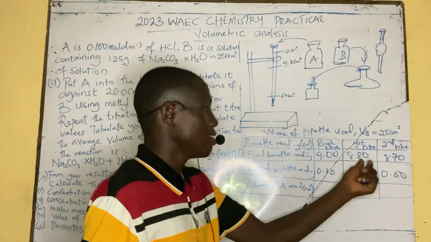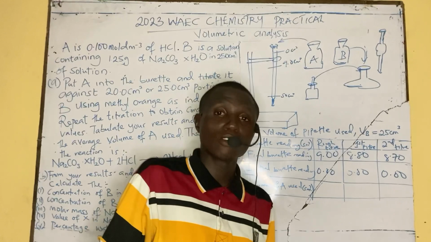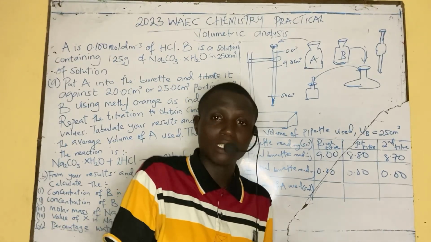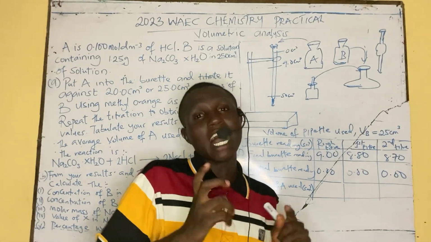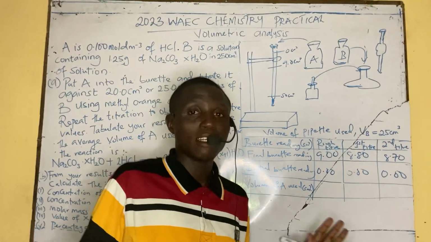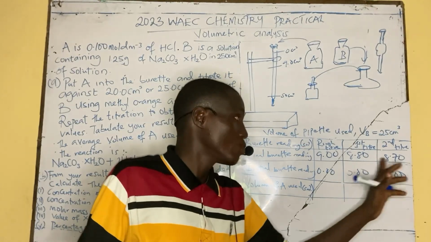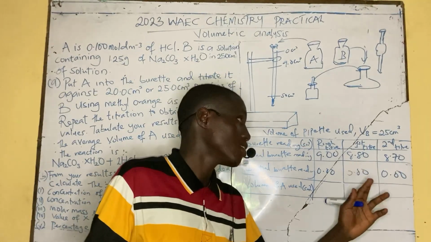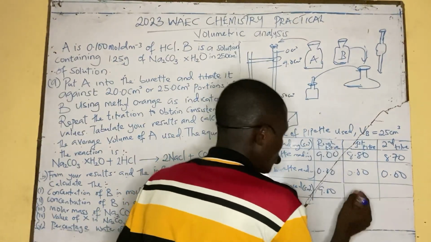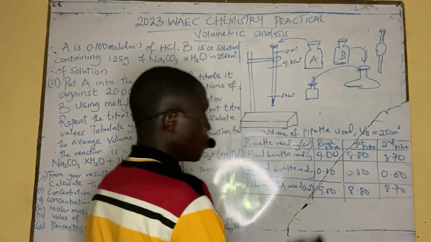So you can see the difference here is 0.1, meaning that this value is consistent. Make sure the highest difference you can have is between 0.1 to 0.15. But I always advise students to stay at 0.1 so as to avoid any form of errors. You can use 8.80 and 8.70, depending on your choice. So this one is 9.0, you remove this from this, so it's 8.70. Always leave it to two decimal places.